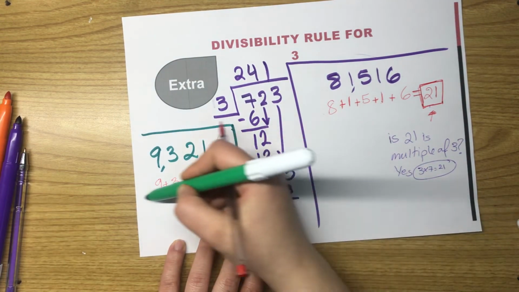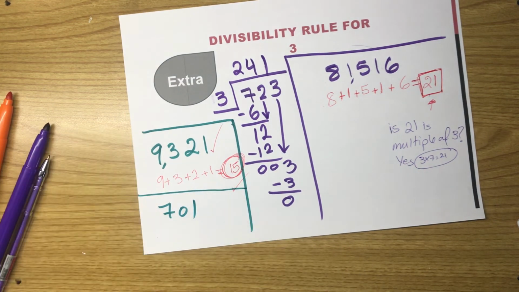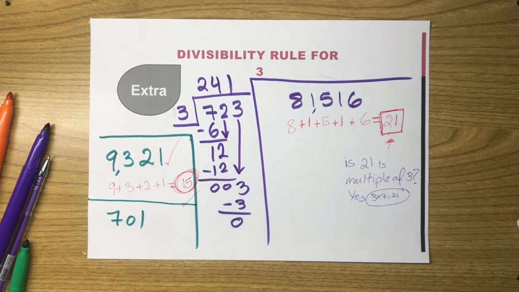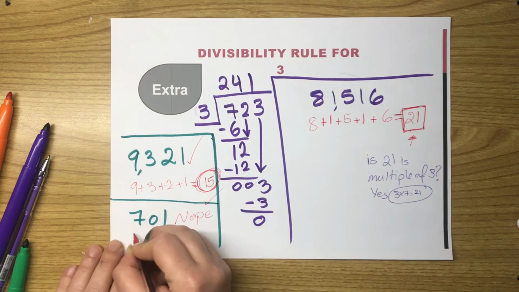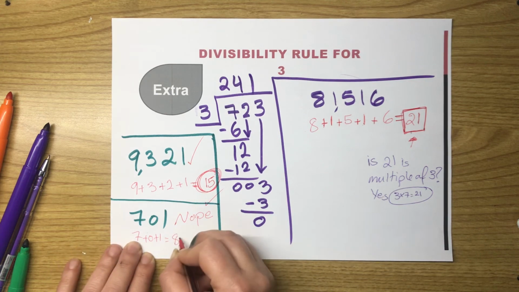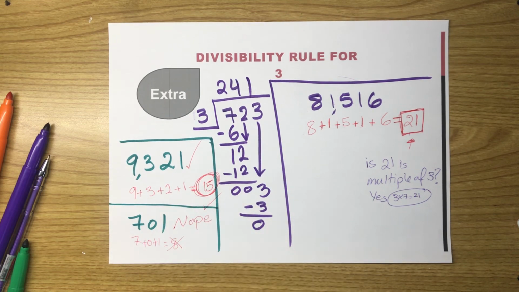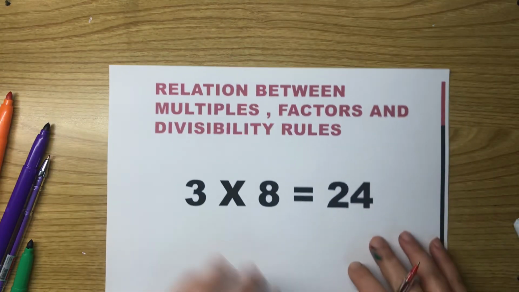Another example. 701. Is it divisible by 3? Oops. Nope. Why? Because 7 plus 0 plus 1 equals 8, and 8 is not a multiple of 3, so 701 is not divisible by 3. Easy.